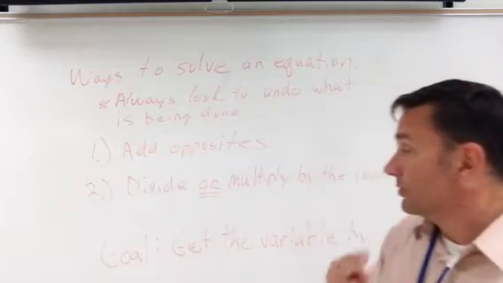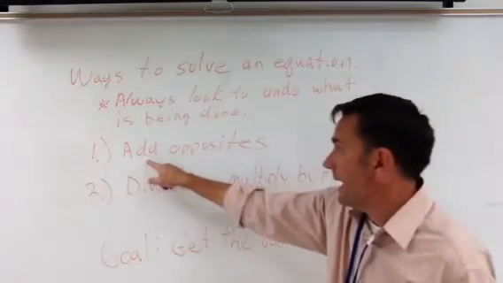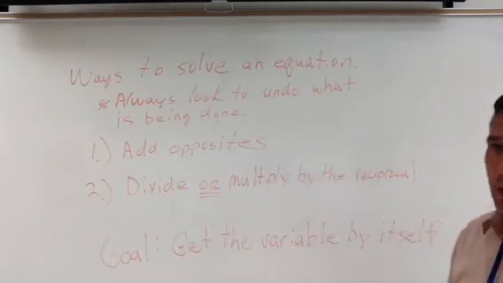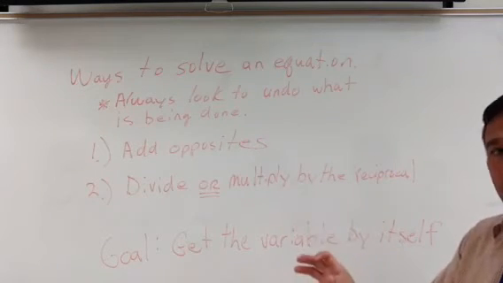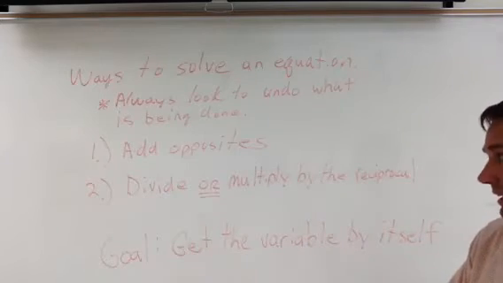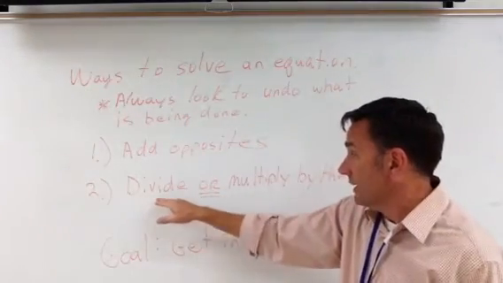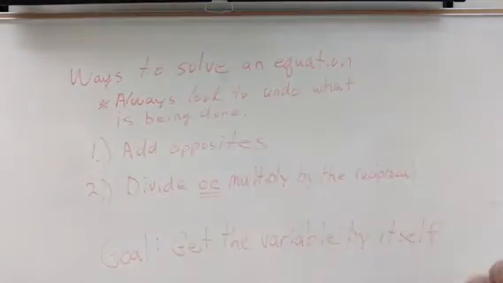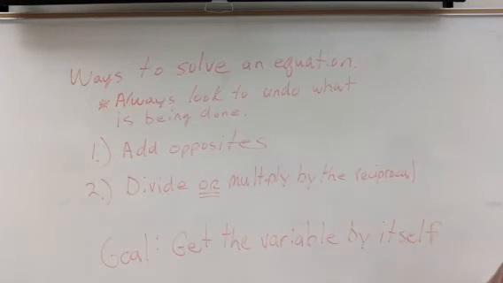Now, two of the things that we're always going to be looking to do is, one, add opposites. Remember, opposites are the number that's being added or subtracted, but with the opposite sign. We're going to add to both sides. The second thing we're going to be looking to do is either divide or multiply by the reciprocal. Again, reciprocal, remember, is a number in which you flip the original fraction in order to get a product that is always 1.